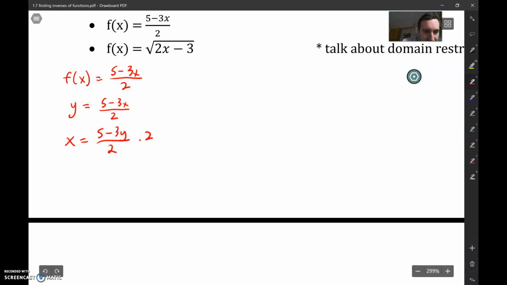So I'm going to multiply by 2, which means I have to multiply that by 2. So I'm here. Then I'm going to subtract 5. So I'm at 2x minus 5 equals negative 3y.